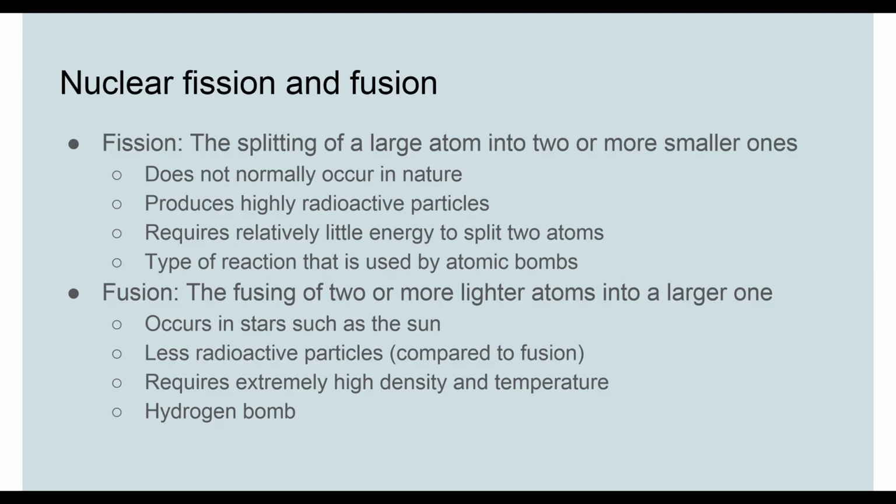The next piece we're going to talk about here is nuclear fission and fusion. So you may already know some things about them. So fission is the splitting of a large atom into 2 or more smaller ones. Does not normally occur in nature. Produces highly radioactive particles. Requires relatively little energy to split 2 atoms. And it's the type of reaction that is used in atomic bombs. Okay.